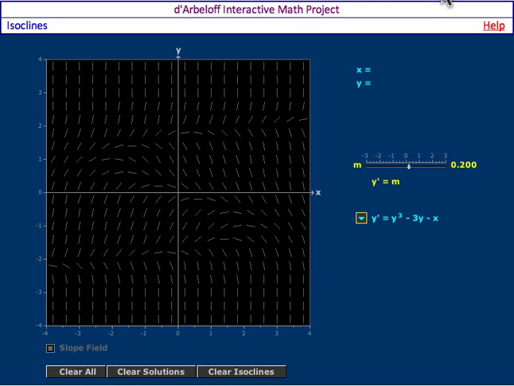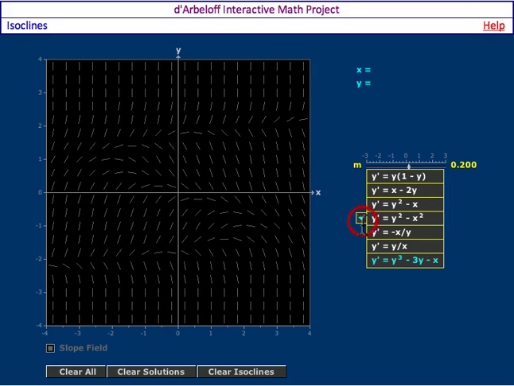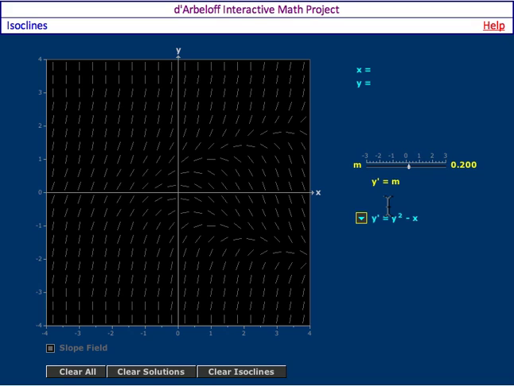The Isoclines applet lets us explore graphs of solutions of differential equations using direction fields and isoclines. The first thing to do is to choose an equation from the pull-down menu here. And for this demonstration, I will choose this differential equation, y prime equals y squared minus x. In the window at left, you can see the direction or slope field drawn. This is a representation of the differential equation.